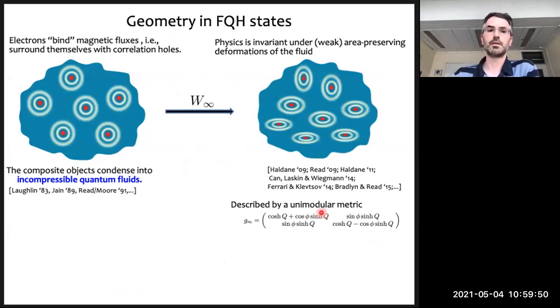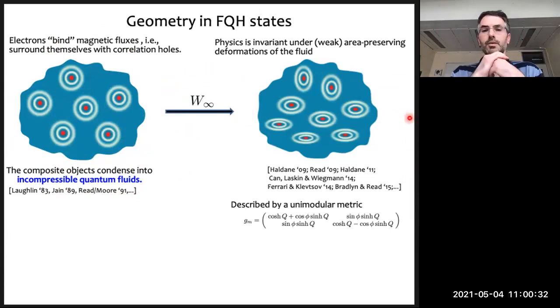So of course we know very well that the basic physics of fractional quantum Hall states is this flux attachment, right? So if we have electrons, they surround themselves with these correlation holes, so they attach fluxes, and then that allows them to create this incompressible quantum fluid. And then the geometry arises when you think about deforming this fluid. So the key physics is invariant under sufficiently weak area-preserving deformations of that fluid. And there has been a lot of recent work devoted to understanding the consequences of all this.